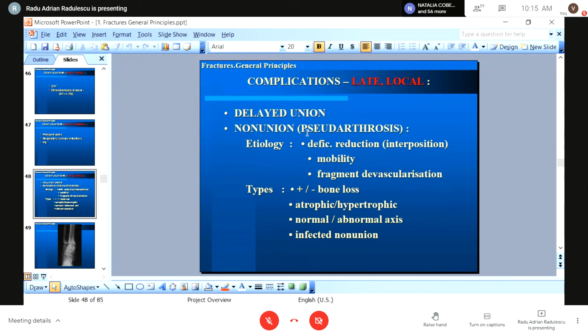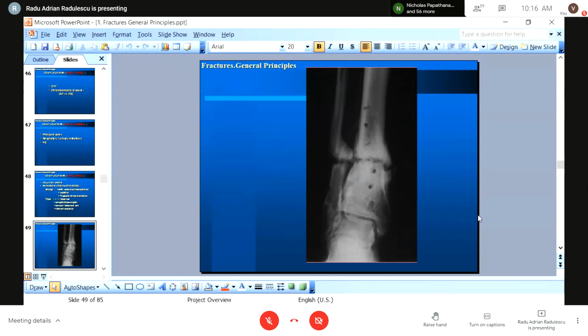These types of pseudarthrosis or non-unions may be atrophic, hypertrophic, with normal or abnormal axis, or infected. Especially this happens after open fractures. Here is a pseudarthrosis. You can see at the level of the leg after an open fracture, because we can see here the marks of an external fixator that the patient had before.